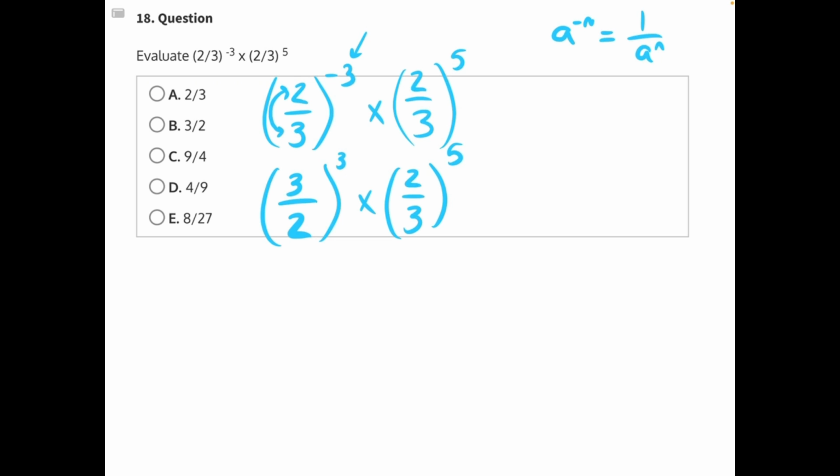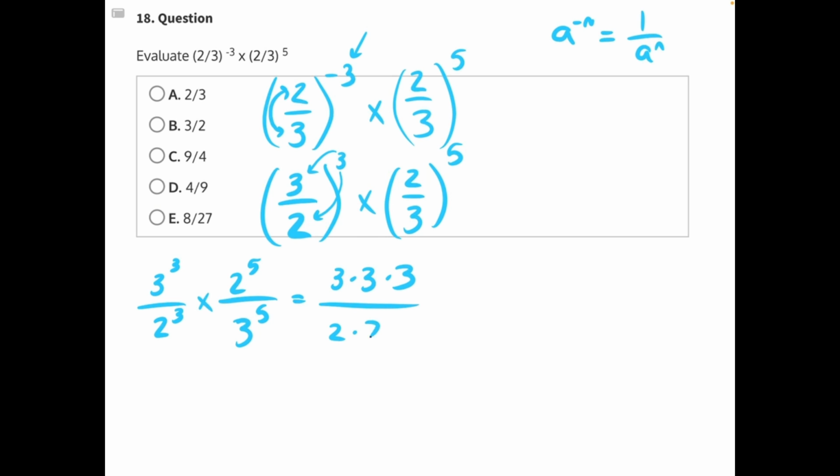Let's resolve our exponents first, following our order of operations. This exponent will apply to both the numerator and the denominator. So we will have 3 to the third over 2 to the third times 2 to the fifth over 3 to the fifth. And we can write that out as 3 times 3 times 3 over 2 times 2 times 2, times 2 times itself 5 times and 3 times itself 5 times.